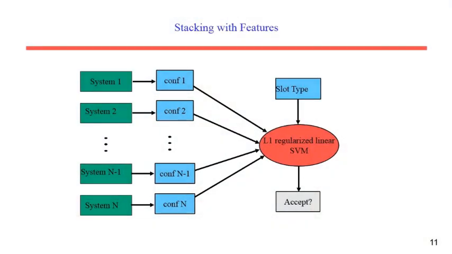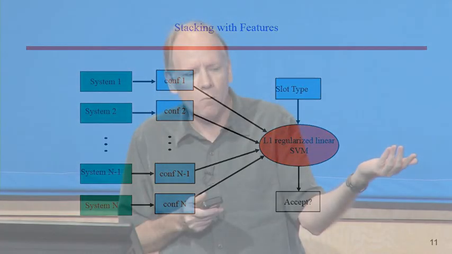We added a couple of interesting ideas to this. Once we were training a meta classifier, why don't we include other information than just the output of the systems? And particularly, we said, for this relational slot filling thing, what is the slot type?